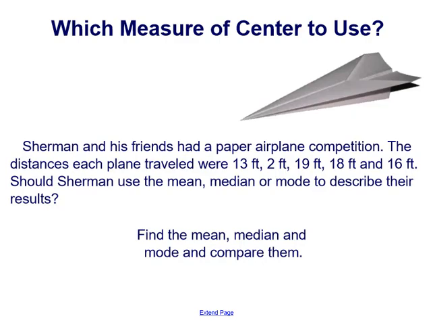We have Sherman and his friends had a paper airplane competition. The distances each plane traveled were 13 feet, 2 feet, 19 feet, 18 feet, and 16 feet. Should Sherman use the mean, median, or mode to describe their results? So let's calculate the mean, median, and mode and then compare them to see which one would be best.